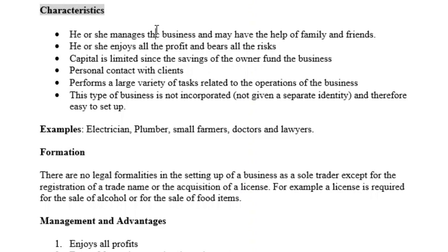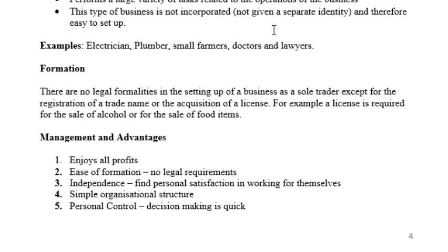So first of all, he or she manages the business and may have the help of family and friends, and usually they have funds to make the business or keep the business flowing. He or she enjoys all the profits and bears all the risk. And thirdly, capital is limited since the savings of the owner fund the business. There is personal contact with clients, and the owner performs a variety of tasks related to the operations of the business since they don't really have anyone helping them except family and friends. They don't usually employ personnel. They don't usually even have the funding to pay persons to employ. It's a small type of business in comparison to bigger businesses that we will be looking through.